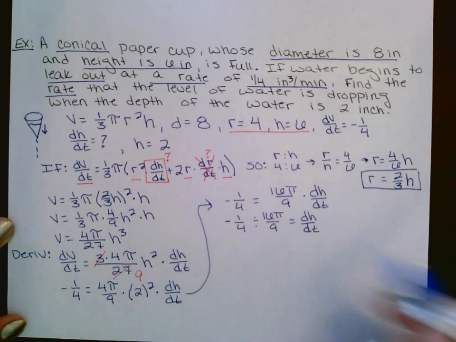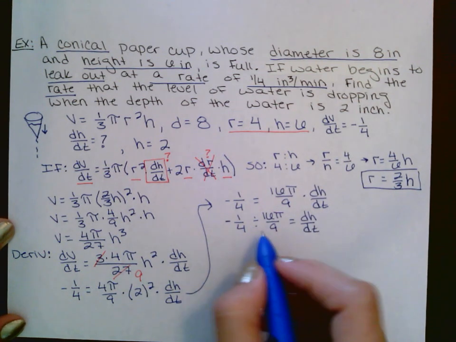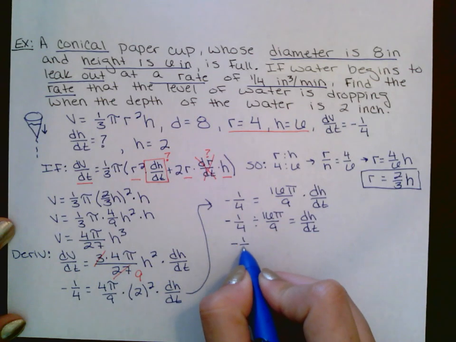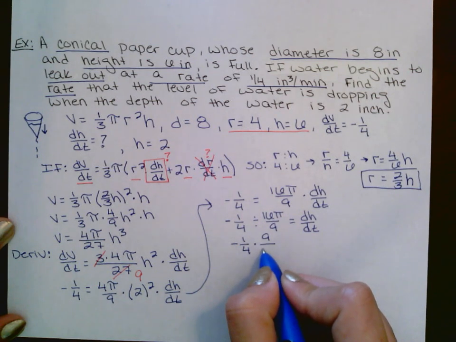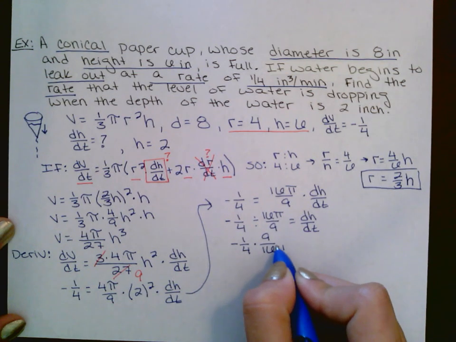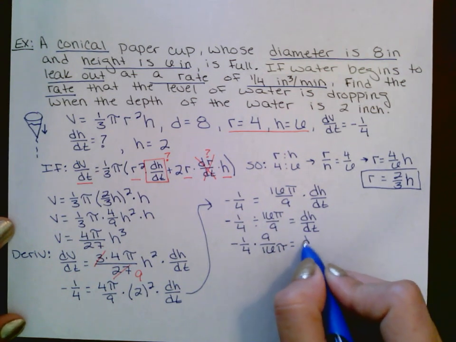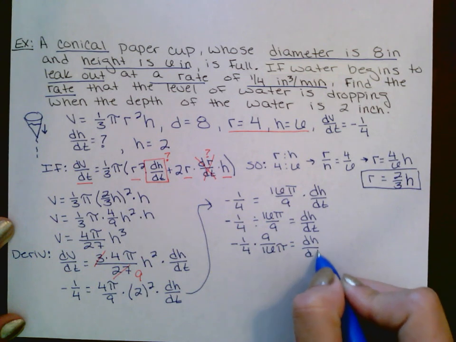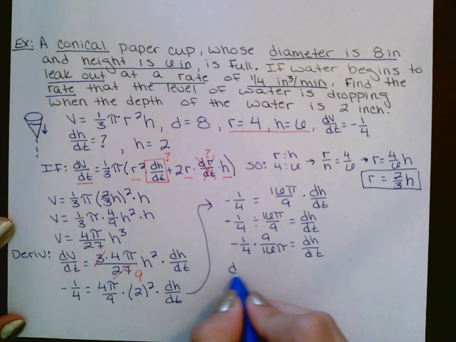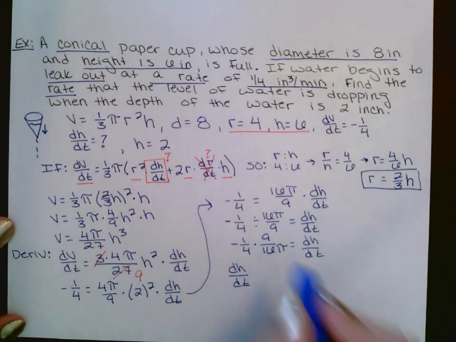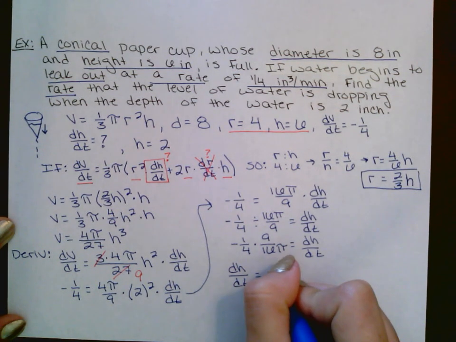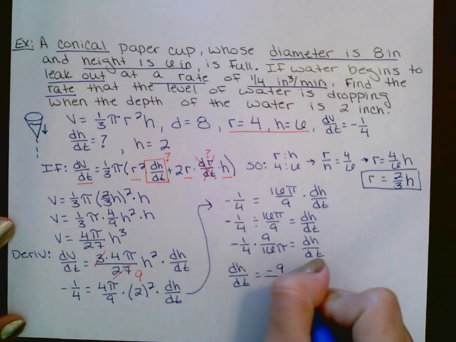These were being multiplied, so I'm dividing it over, and when I divide fractions, I multiply by the reciprocal, which just means that I'm going to keep, change, flip. And now I'm just going to write this in the right order. dh/dt is equal to negative 9 over 64 pi.